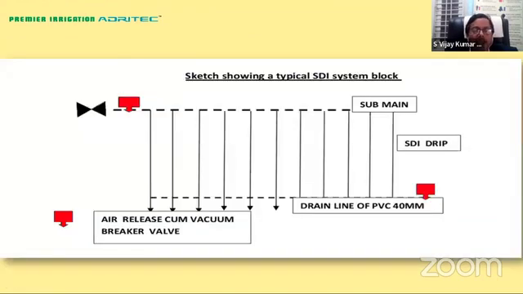So this is a typical diagrammatic sketch when we do the design. You can see that we have the main, the submain, and then the drain submain, and we have to provide the air release cum vacuum breaker at the inlet of the submain as well as at the drain part. So this is again just to emphasize that point.